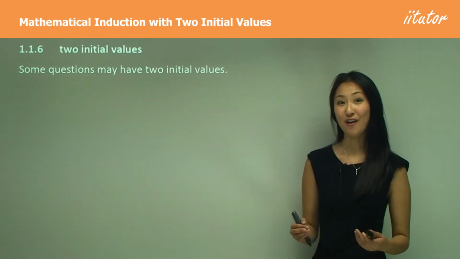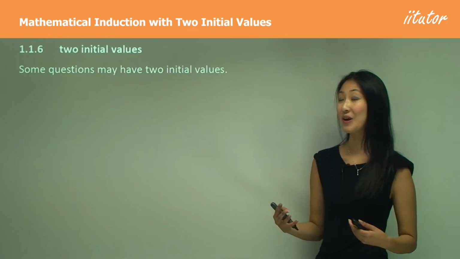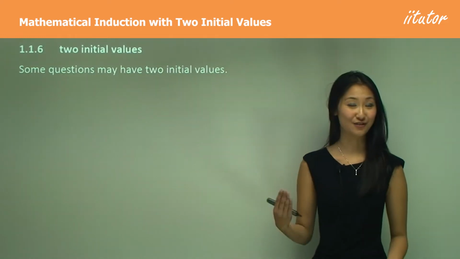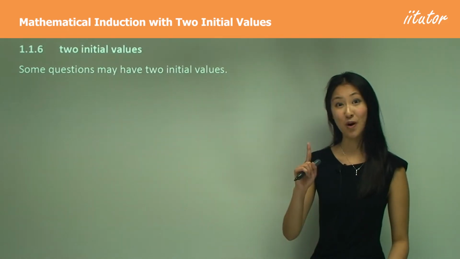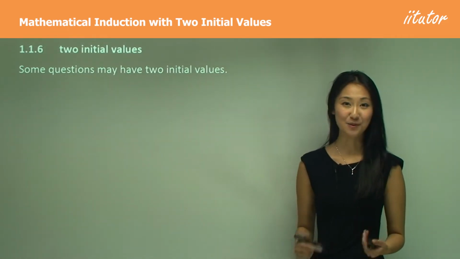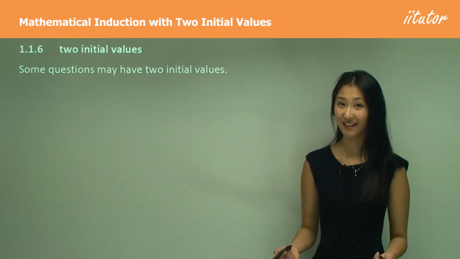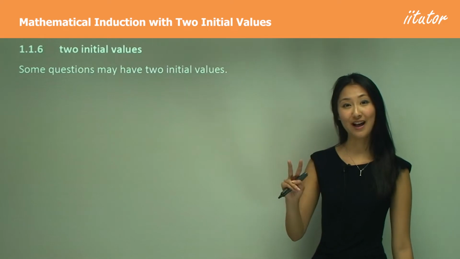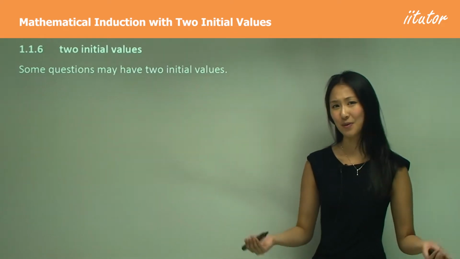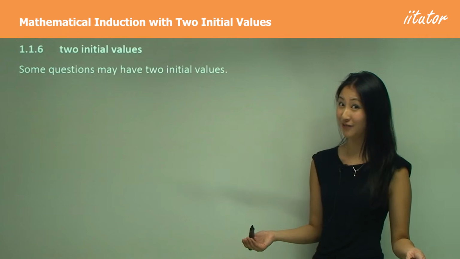Now I want to move on to the topic of induction, which involves two initial values. So far in all our questions, we've been working with just one initial value, for example n equals 1 or n equals 0. Now there's a special question which involves two initial values. Can anyone think of a sequence which may have two initial values?